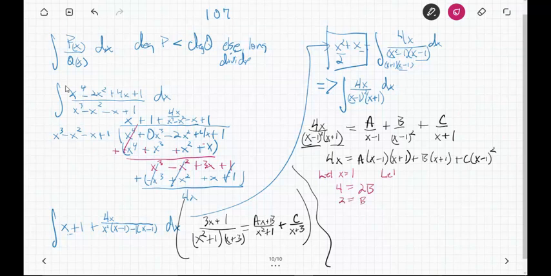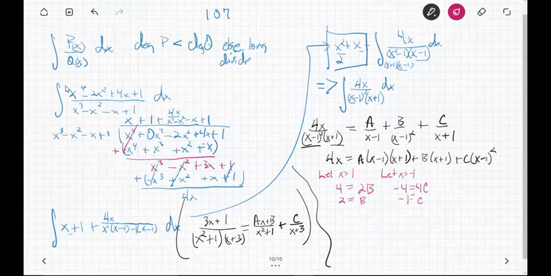Fabulous. How about let's let x equal negative 1. Okay, so what happens there? I get negative 4 is equal to, okay, this term goes away, this term goes away, negative 1 minus 1 is negative 2, squared is positive 4. So I got 4c. So c equals negative 1. So we've got b and c.